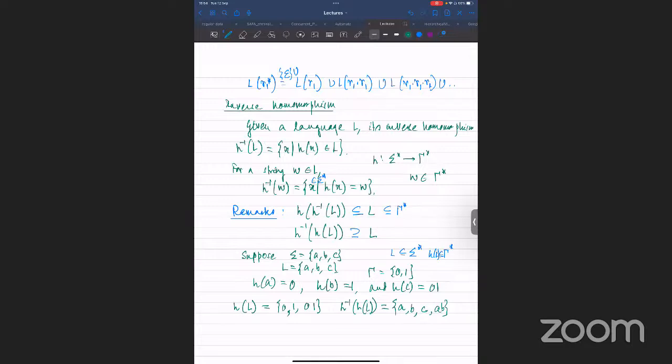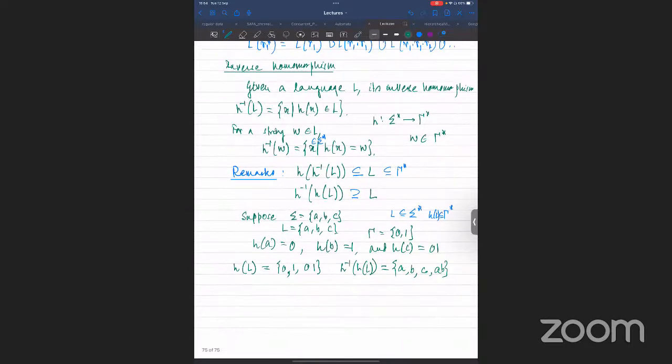Now, H defines a mapping from sigma star to gamma star, of course. But you can also construct this mapping just by looking at sigma to gamma star, right? If you know this part of the mapping, you can construct the whole thing, correct? Because of the property of concatenation. What was that? H of X dot Y equals H of X dot H of Y. So if you only know this part, you can construct this whole thing.